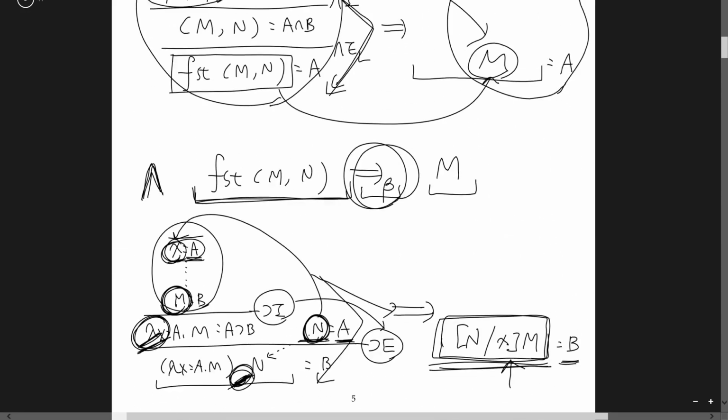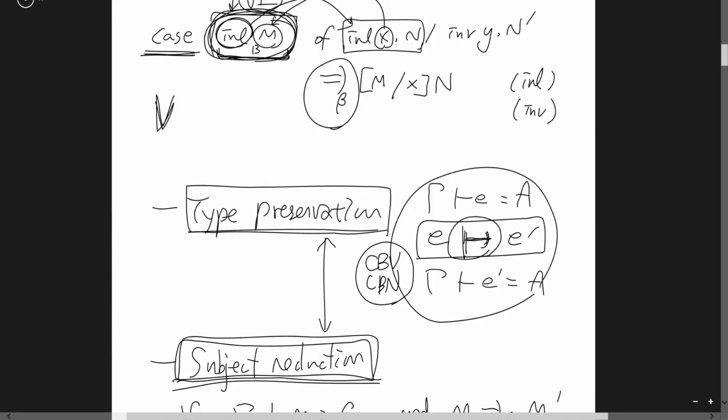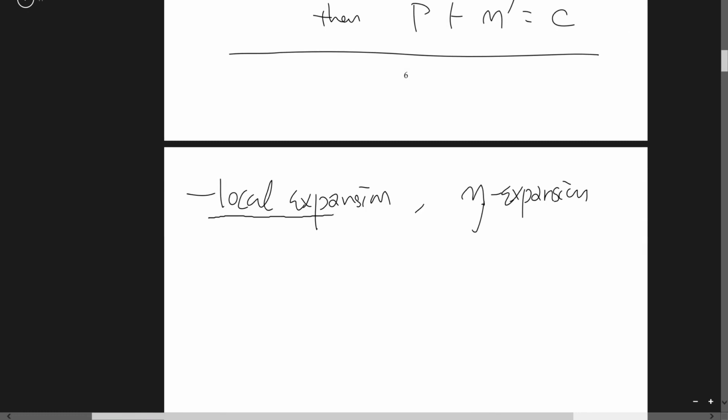Local expansion and eta expansion. So the idea is the same. In the previous case, we started with a local reduction, and then we obtained this notion called beta reduction. And likewise, we start with this local expansion dealing with the proof derivation tree, or proofs. And then we can obtain eta expansion, which deals with proof terms.